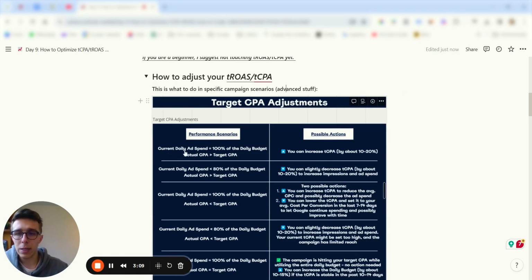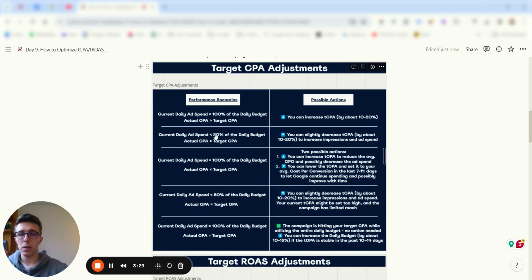Now, in the first scenario, your current daily ad spend is full and your CPA exceeds the target CPA, it's higher than your target CPA. What you can do is increase your target CPA by 10 to 20%. The second scenario, your daily spend is less than 80% of the daily budget and your actual CPA is higher than your target CPA. What you can do is decrease your TCPA by about 20% to increase impressions and ad spend.